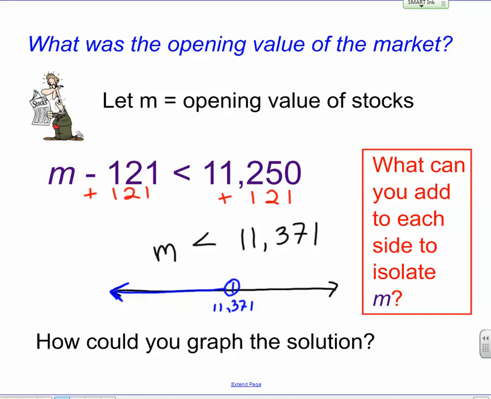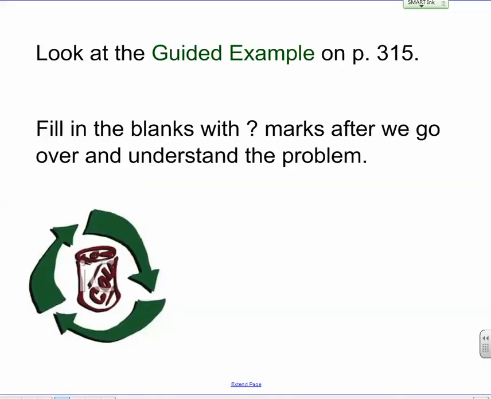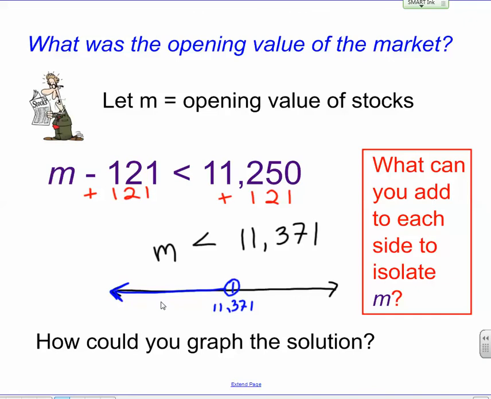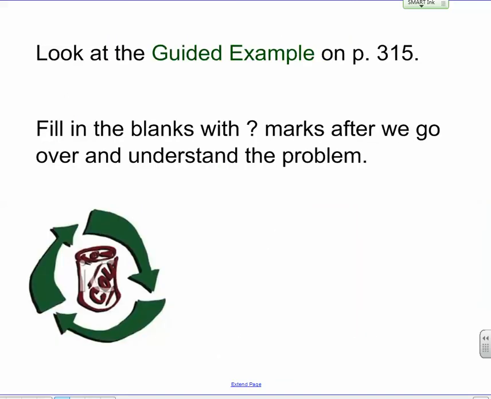And then we check the solution the same way you check any of them. Pick a number like 10,000. It's less, and 10,000 minus 121 is definitely going to be smaller than 11,000 something. So you can just use estimation on that one. It's actually just as easy.